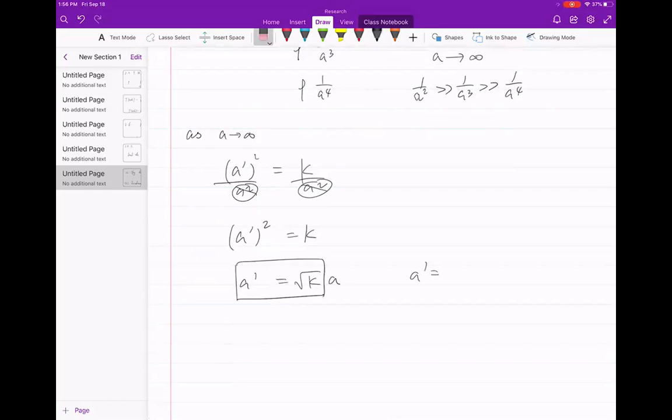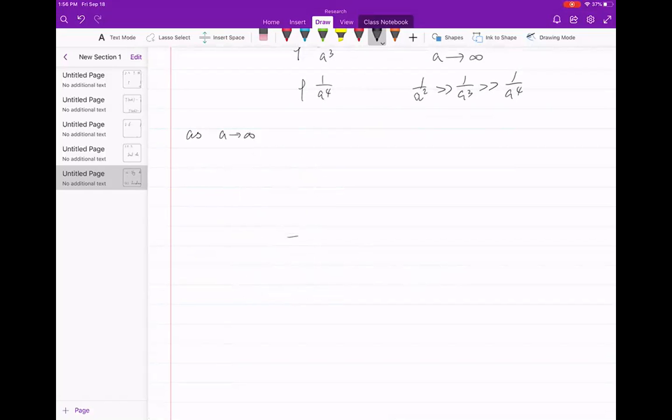Oh, yes. Take it back. That's A prime over A equals a constant. That's A prime equals a constant times A. That's where A is roughly e to the square root of k times t. Either way, it's just e to the t with some constant. Okay. Exponential growth.